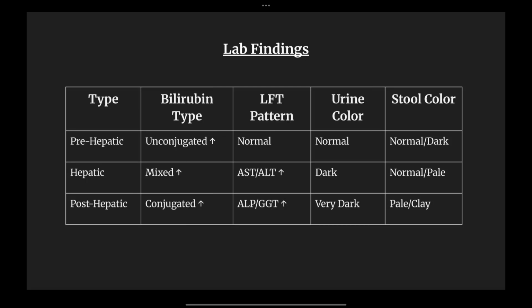Now coming to the last type, which is post-hepatic jaundice, the bilirubin type is conjugated bilirubin is more, and the liver function test shows the ALP and GGT, which is alkaline phosphatase enzyme and gamma glutamyl transferase enzymes, that are being increased or elevated inside the liver function tests. Then urine color is very dark, and the stool color is pale or clay colored. So this is important, just remember that.